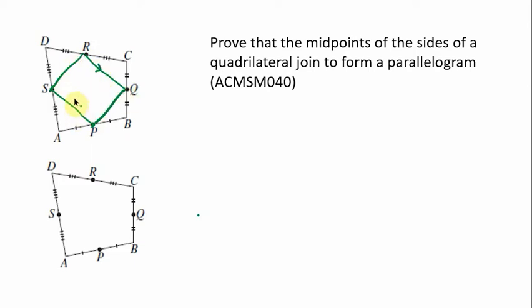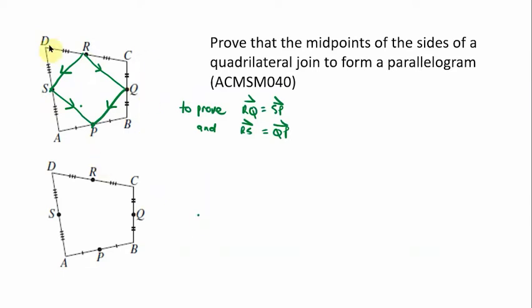And to do that, if I prove that RQ is the same as SP and that RS is the same as QP, then I've proved it. I'll just write that up to prove. And there it is. RQ equals SP, RS equals QP.